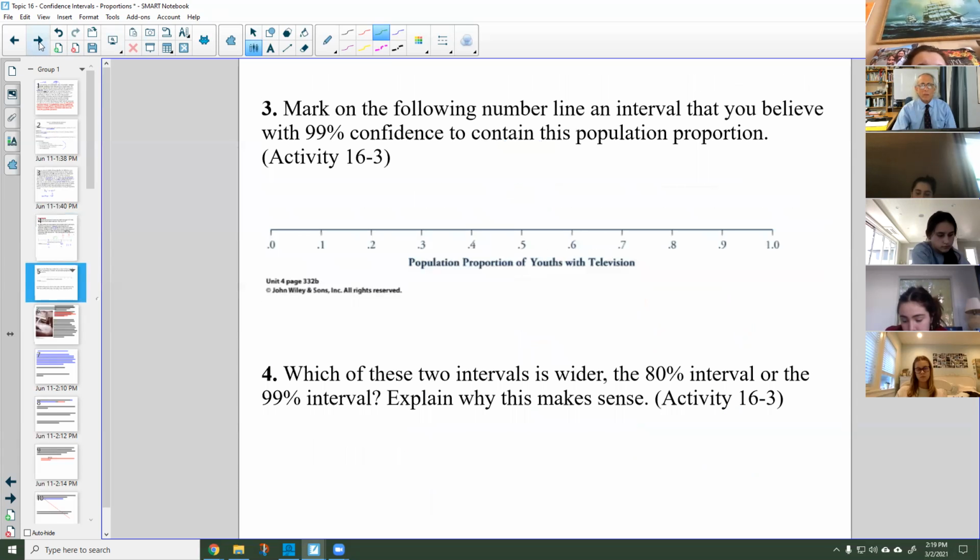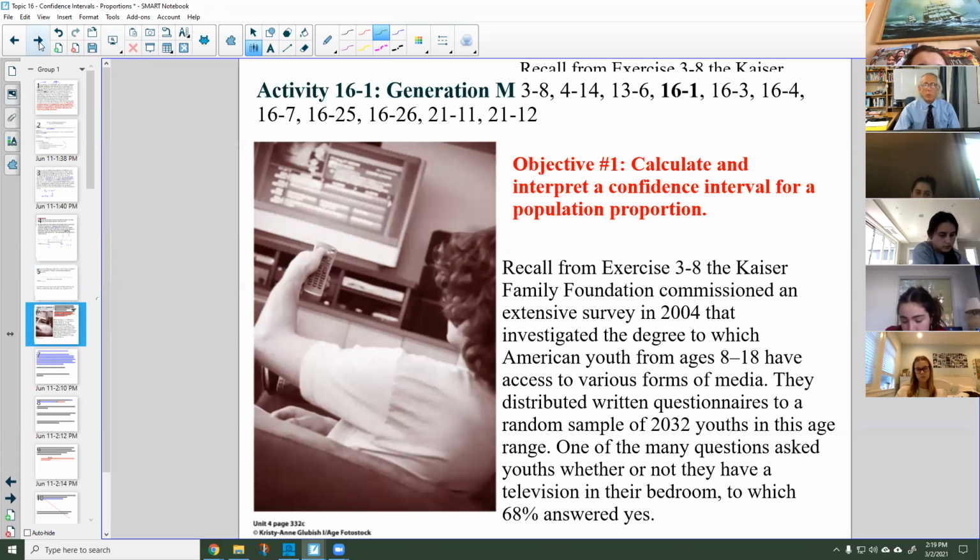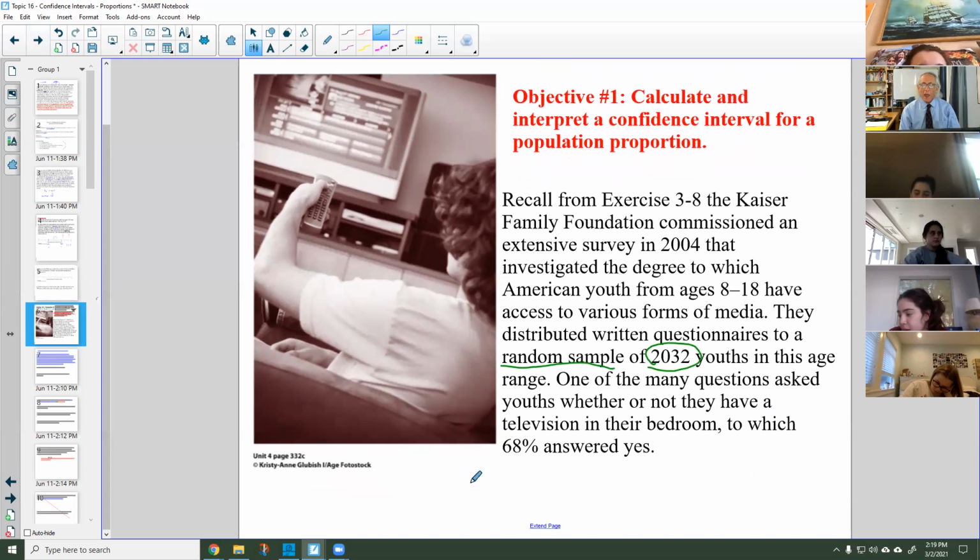Okay. All right. So here is our problem. The Kaiser Foundation did a survey in 2004, and they did written questionnaires to a random sample of 2,032 youths in this age range, 8 to 18. One of the questions they asked was whether they had a television in their room. 68% answered yes.